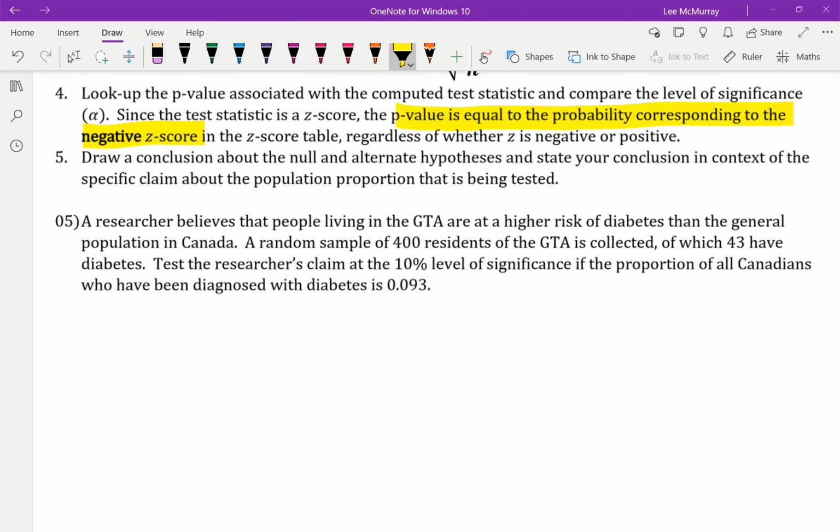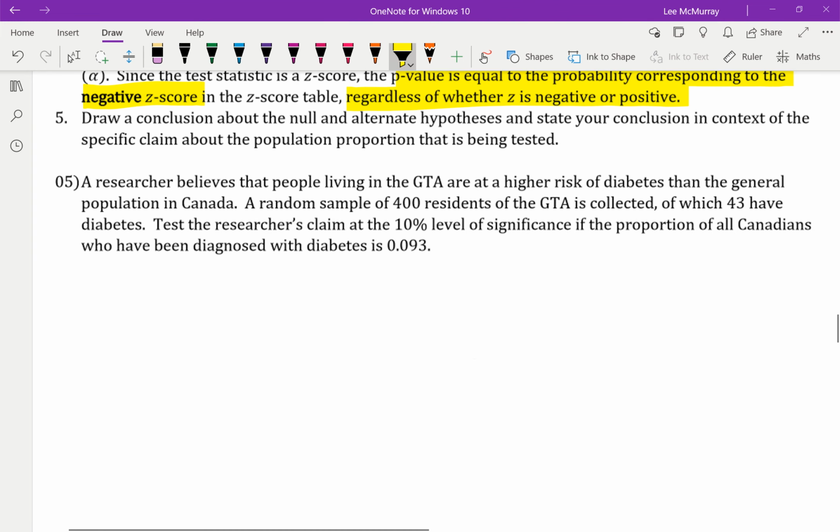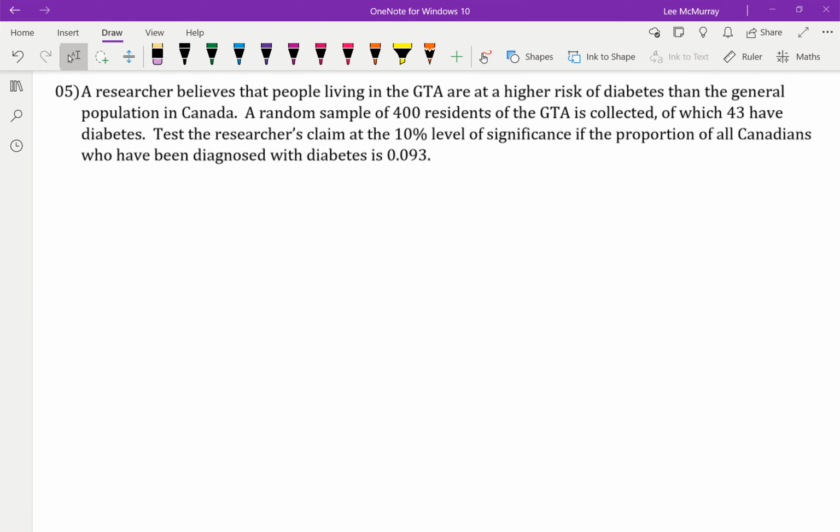So remember, if it's a positive value, we can just make it a negative value from the z-score table. And that means regardless of whether z is negative or positive, right? Whether you get a positive or negative, we're always going to make it a negative and then look it up. And then lastly, normal rules. Draw a conclusion about the null and alternate hypothesis and state your conclusion in the context of the claim that is being tested. Okay, so that's all similar. Let's jump in and try one out here.